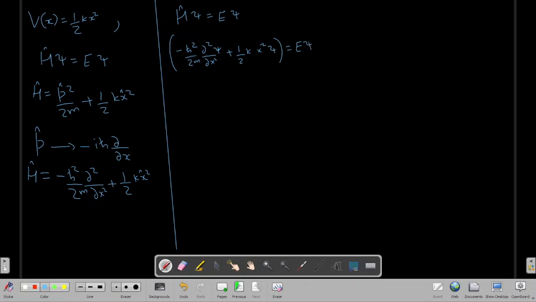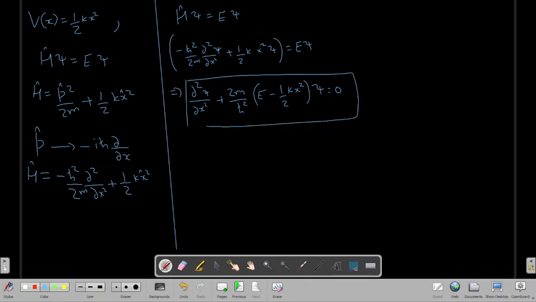So this can be written as d square psi by dx square plus 2m by h cross square into E minus half k x square psi is equal to 0. So this is how our Schrödinger equation looks, and we have to solve this differential equation.